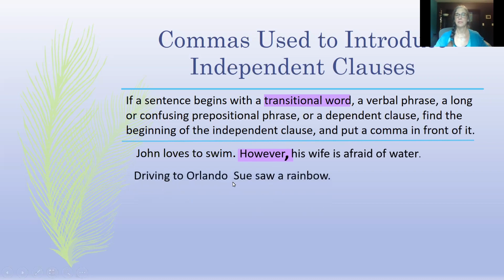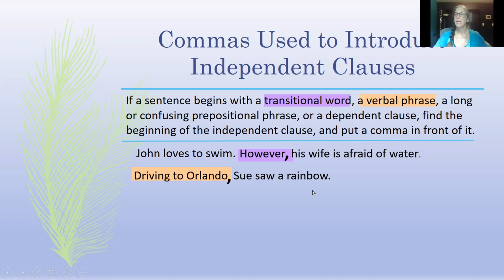Now, you said that the independent clause began with Sue, but that's not the first word in our sentence. In fact, we have 3 words before we get to Sue. Driving to Orlando, that's a verbal phrase. Remember verbal phrases from our very first workshop on verbs and verbals. Guess what we need? A comma, right?